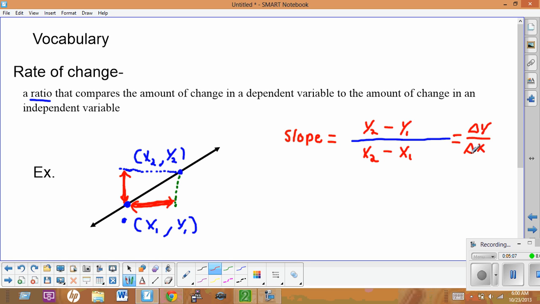And that's my ratio that compares the change in the dependent variable, y, which depends on whatever value of x I plug into the equation, to the amount of change in the independent variable. And remember, we can choose any x we want when we plug into an equation. Okay, so rate of change is simply just slope. Go ahead and pause the video if you need to copy the examples down or you're falling a little bit behind. And remember, we're going to stay caught up. Turn the video back on, ready to move on to the next example.